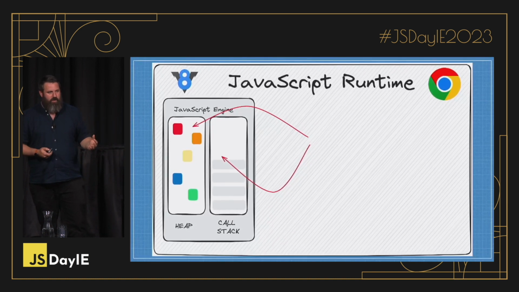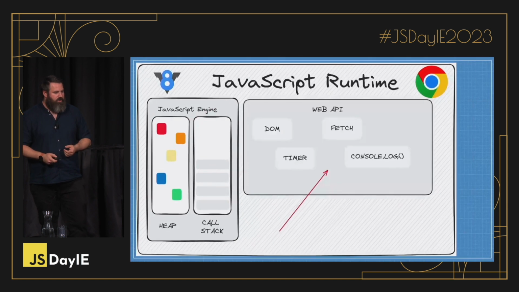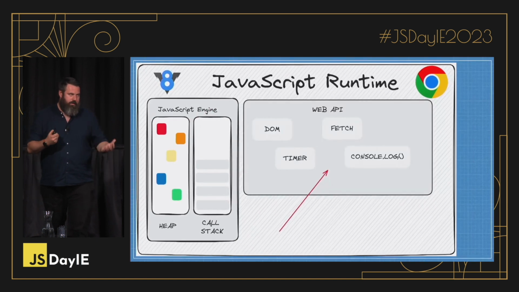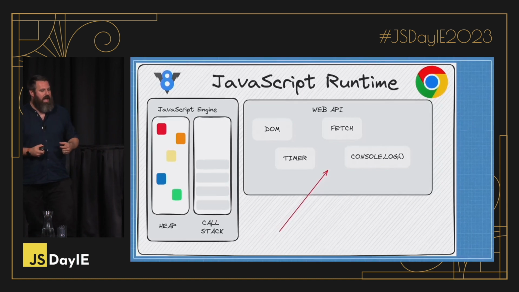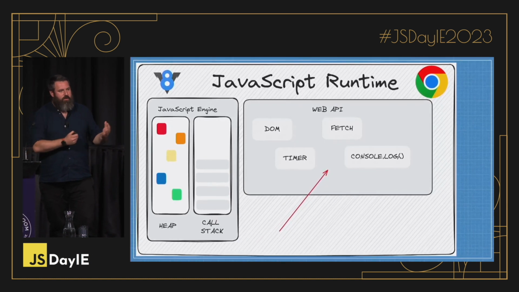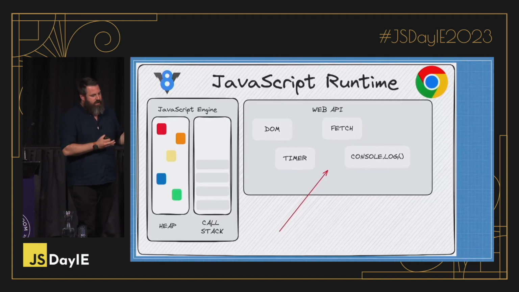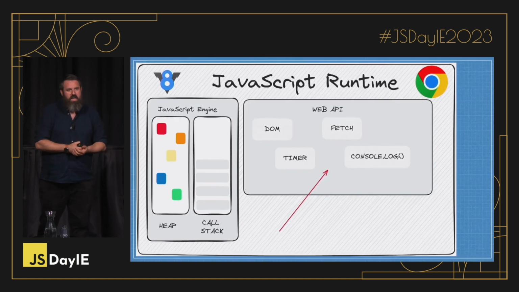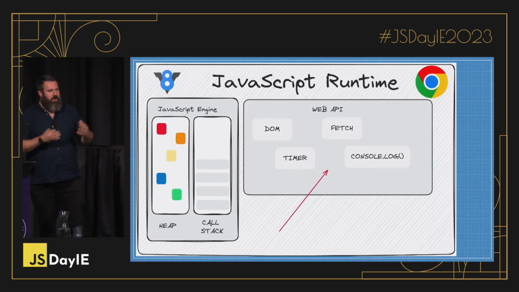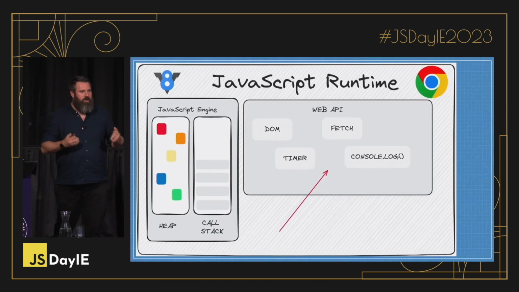But we need some more things in the runtime to enable us to do other things. Specific to the Chrome runtime, we have the web API. The JavaScript engine is built by the Chrome team and actually uses the V8 engine under the hood. It's not really aware of the browser and how to interact with it, so we need something that allows us to talk to the browser.